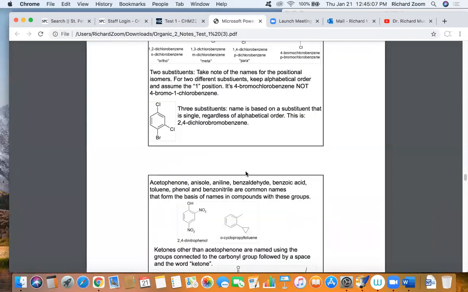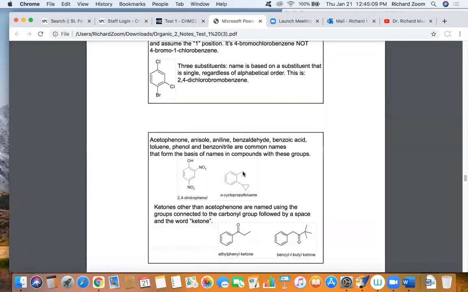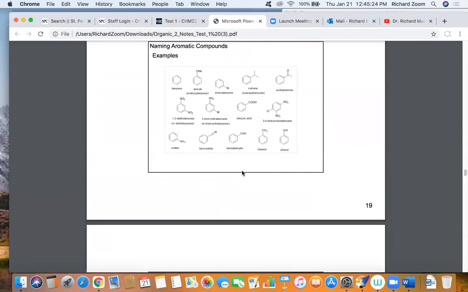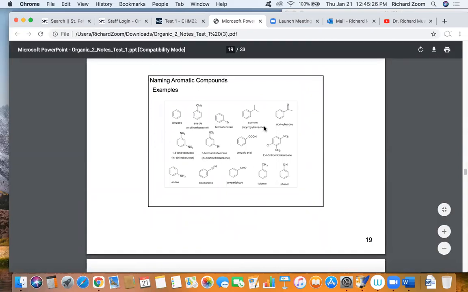So on that list, acetophenone, anisole, aniline, benzaldehyde, benzoic acid, toluene, phenol, and benzonitrile are common names. Those will form the basis of names in compounds with these groups. You'll find them all listed somewhere in this diagram.